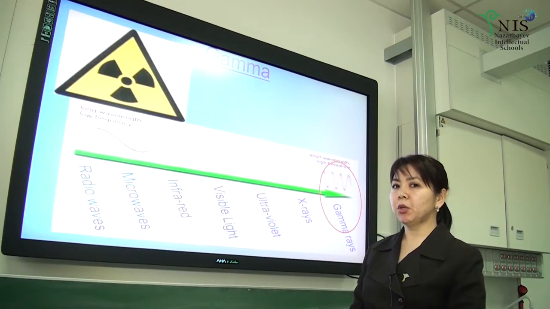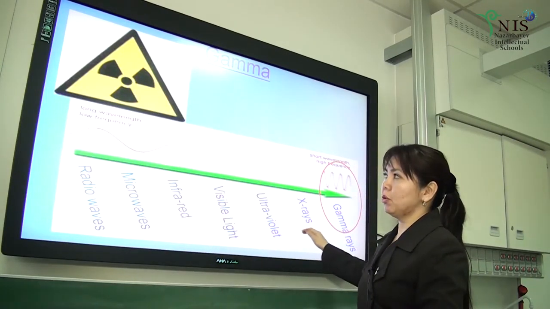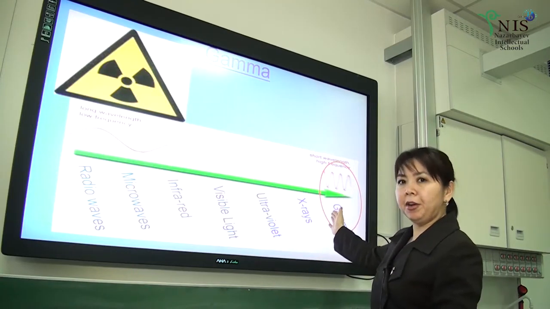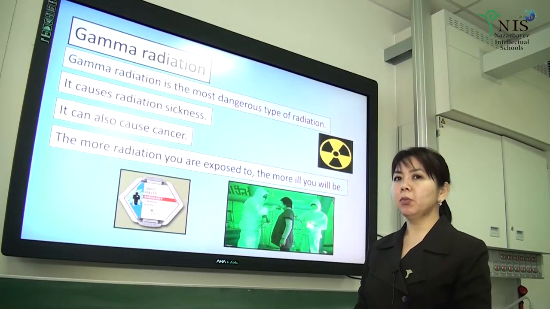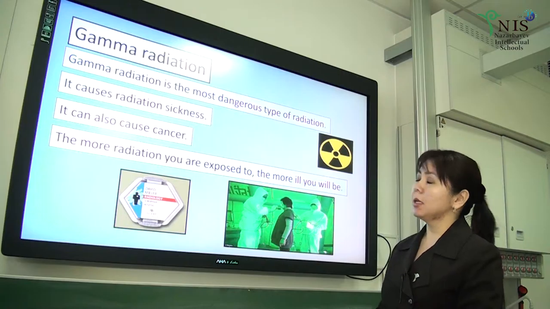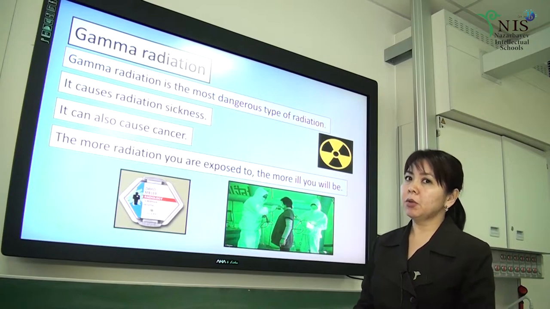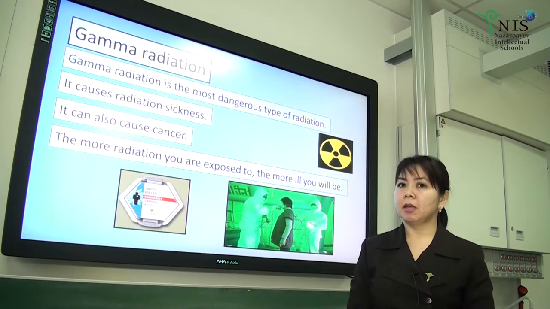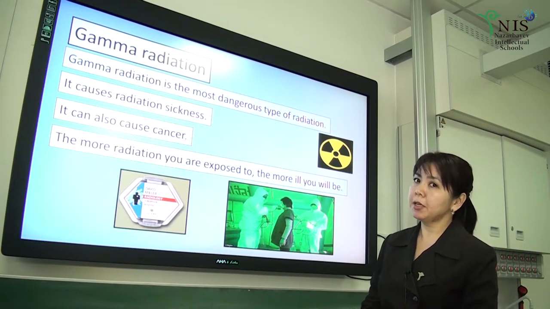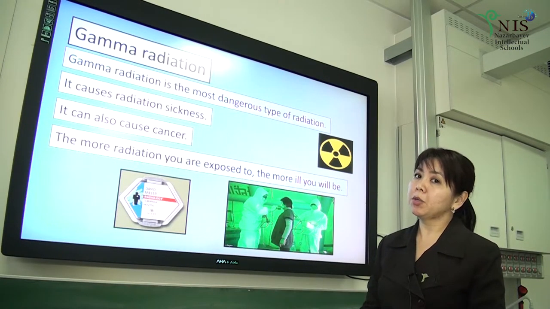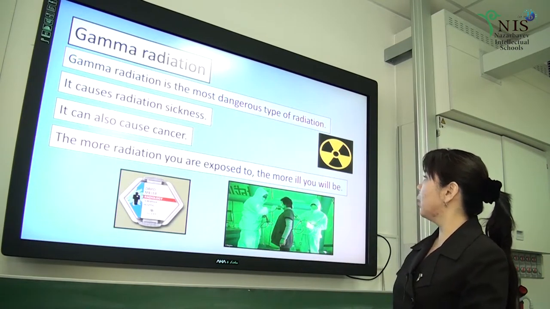The last type of electromagnetic waves in the electromagnetic spectrum, gamma rays. In the electromagnetic spectrum, gamma rays have the highest frequency and the shortest wavelengths. In comparison with other electromagnetic waves, gamma rays are the most dangerous type. But gamma rays are also used in medicine, for example, to sterilize medical equipment. Gamma rays cause radiation sickness. They can also cause cancer, and the more radiation you are exposed to, the more ill you'll be.